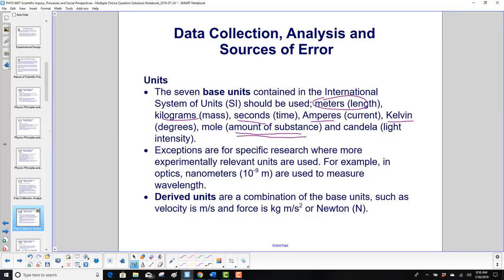Now, physicists and chemists don't always use meters, for example, or kilograms, depending on what kind of work they're doing. For example, when you're doing optics, you'll talk in terms of nanometers, and a nanometer is 10 to the minus 9th meter, because those are the wavelengths of visible light, several hundred nanometers. But the base unit is still meters. Then you have derived units. Those are a combination of the base units, such as velocity, which is meters per second, force, which is kilogram meters per second squared, which is then given its own unit, newtons.